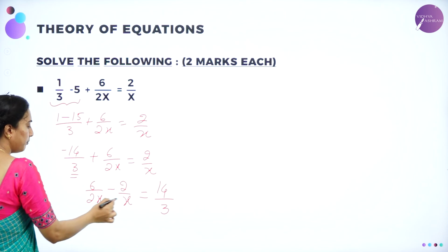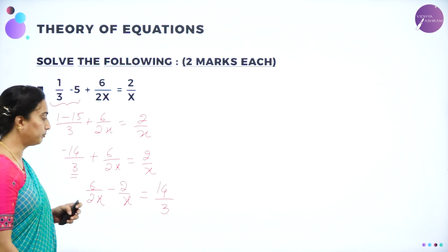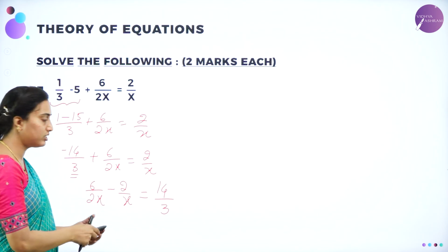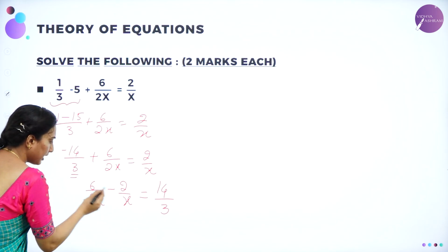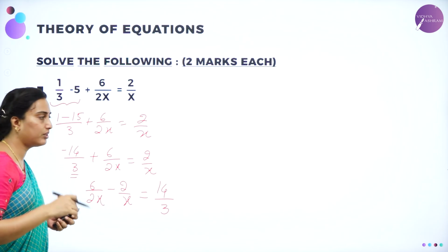Now here the LCM will be 2x. Otherwise you can take it as 2x squared. See, if you don't know how to take the LCM, multiply this: 2x into x is 2x squared. Multiply x here, 2x here. This is how easy solving is.